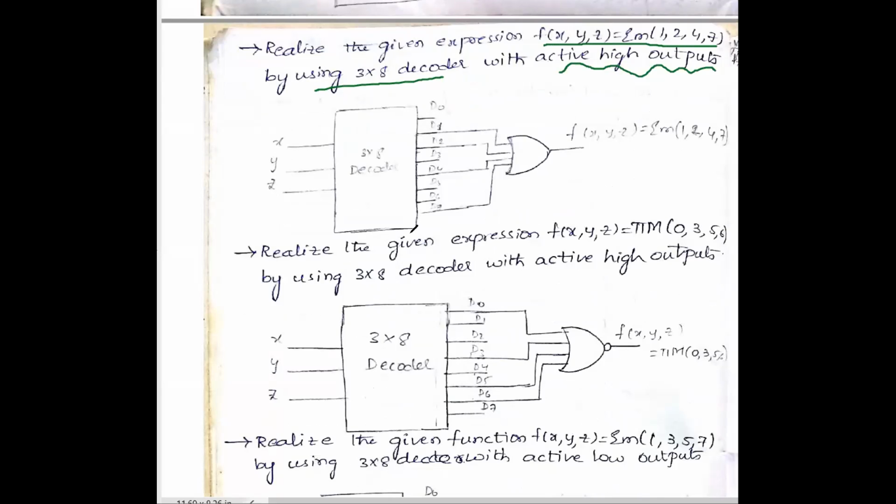Therefore I have taken the 3 to 8 decoder in active high condition. The inputs are taken as x, y, z. I have taken all the outputs in active high, D0 to D7. I have connected 1, 2, 4, 7, that is the D1, D2, D4, and D7 lines, to an OR gate. If any one of these combinations, the min terms 1, 2, 4, 7, is present, the output will be equal to 1. Here is the possibility for the output to become 1.